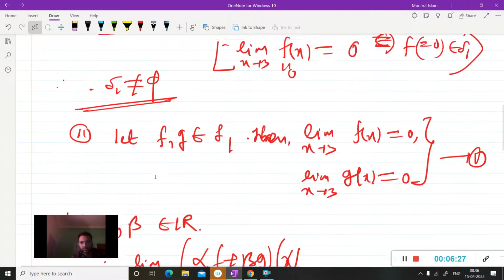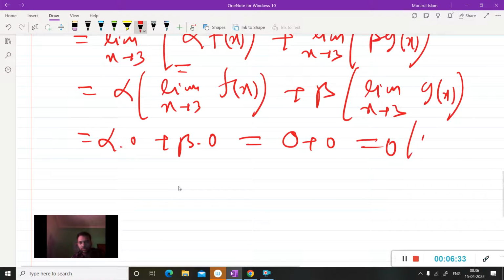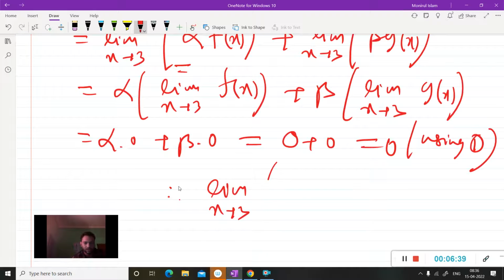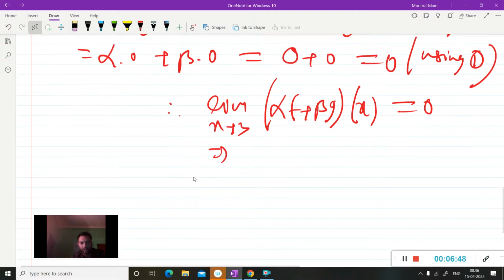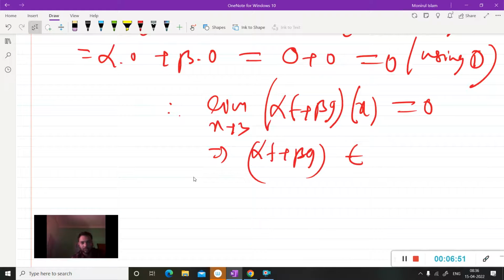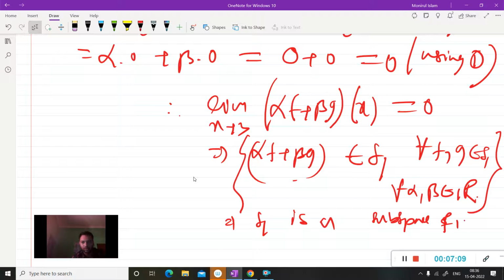Okay, from 1, using 1, so from here you can say limit x tends to 3 of alpha f plus beta g will be 0, and from here you can say that alpha f plus beta g belongs to S1. And since alpha, beta are arbitrary, you can say for all f, g belongs to S1, and for all alpha, beta belongs to scalar field R. So from here you can say S1 is a subspace of R2 over R, right?